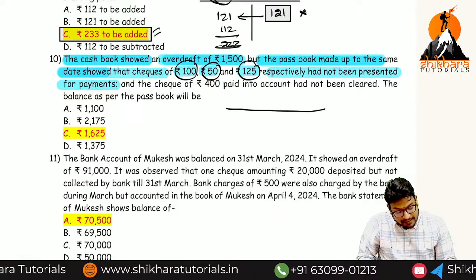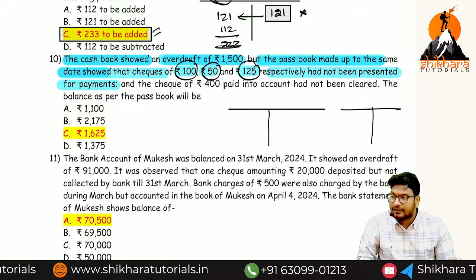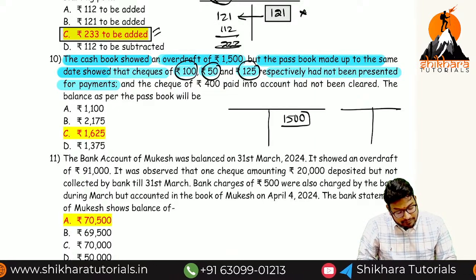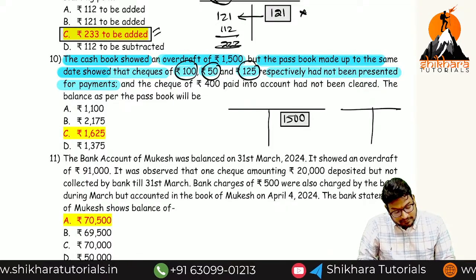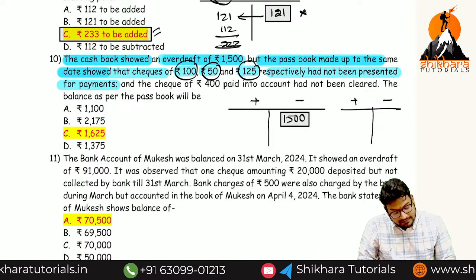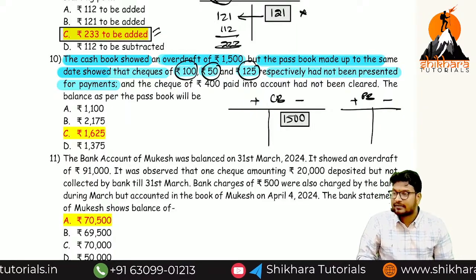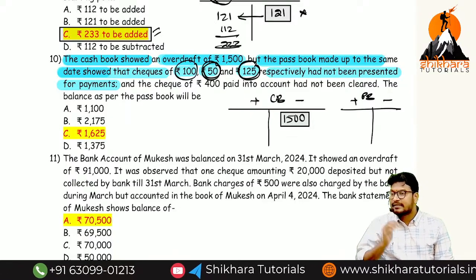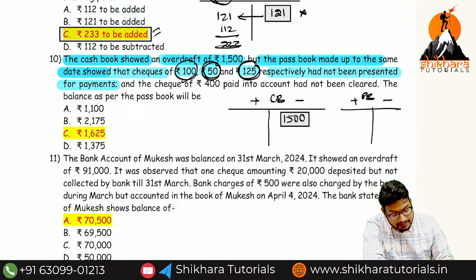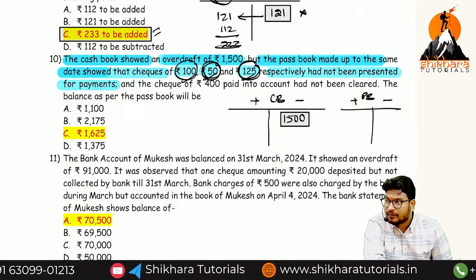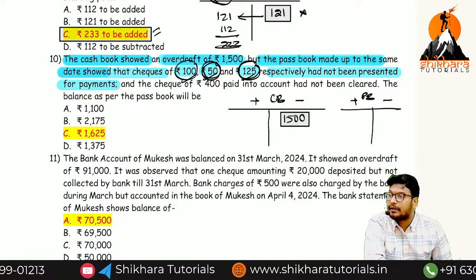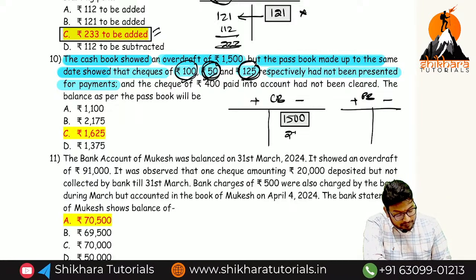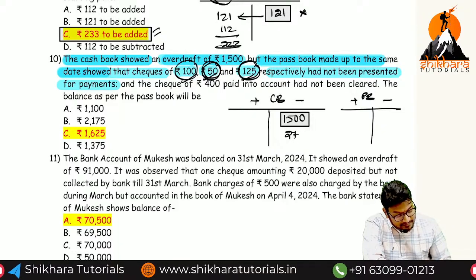So, unfavorable balance of cash book. Which side, debit or credit? Credit side, equal to 1500. So what are the symbols? Plus, minus, plus and minus. This is the cash book and this is the passbook. Now we have recorded these three checks in the cash book but not in the passbook. How much in total? 100 plus 50 plus 125, that is 275. Which side do we need to record? Receipt or payment? Payment. Payment in the cash book means credit side, the total of 275. So what is the ultimate balance?